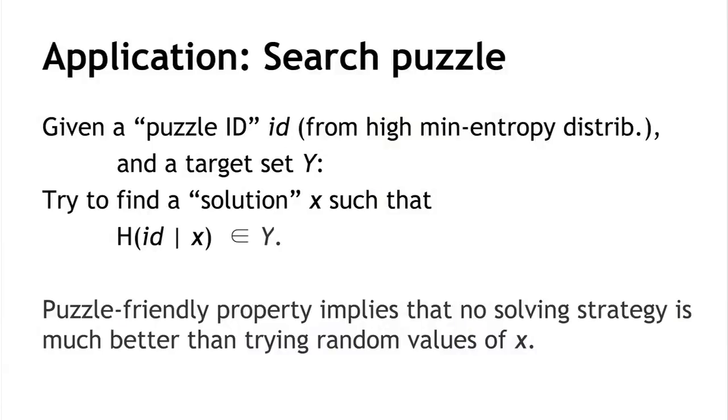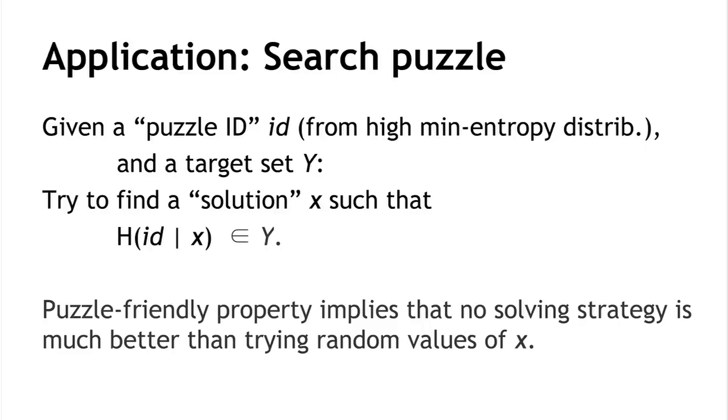To be more specific, the idea is that if we're given a puzzle ID, which is chosen from some high min-entropy distribution, that is some very spread out probability distribution, and we're given a target set y, which someone wants to make the hash function fall into, then we want to try to find a solution x, so that if we hash the puzzle ID together with the solution x, we get a result that's in the set y. So y is a target range or set of hash results that we want. The ID specifies a particular puzzle, and x is a solution to the puzzle.